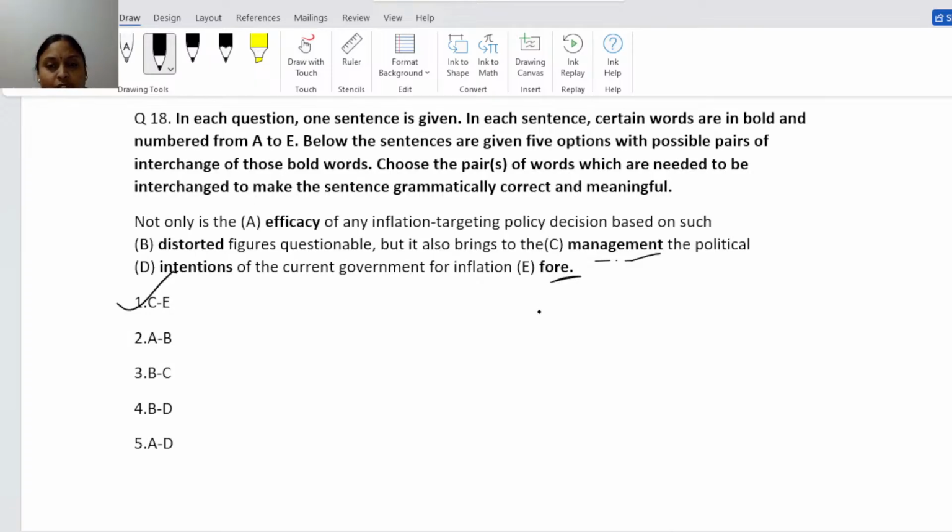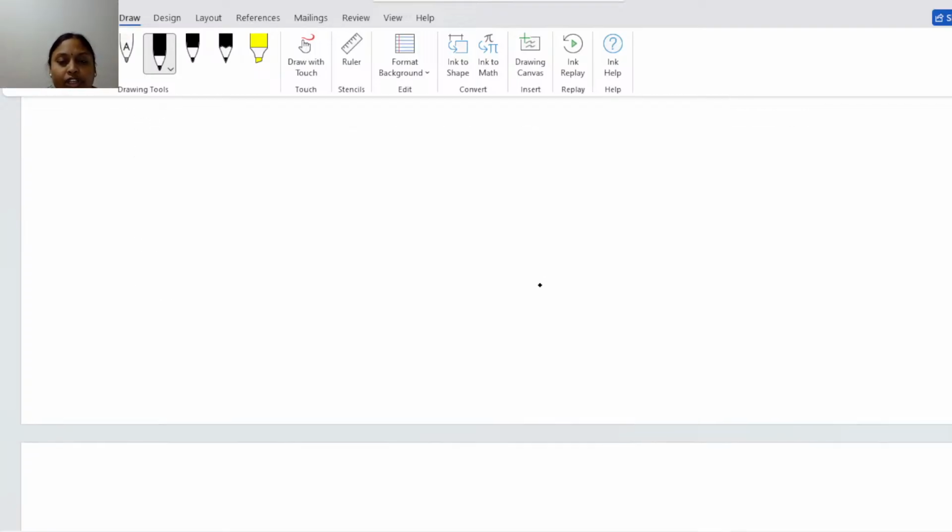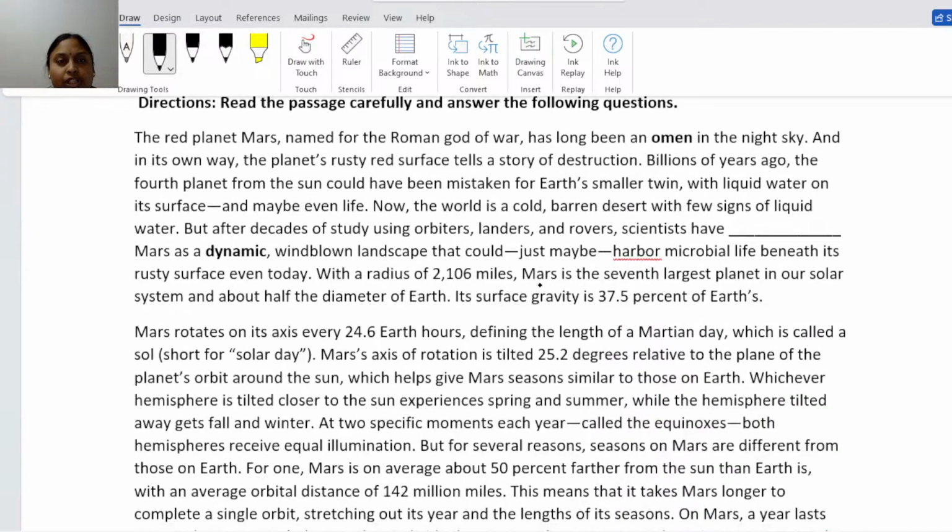Force the political. So here, if we pressurize them, automatically the government will implement whatever is needed from the management. So that's why here E is supposed to be here, 4 will come. So here, it also brings to the 4 the political intentions of the current government for inflation management. Whatever they are neglecting, those are going to be concentrated. That is the point. So now we will go for the next question. Now we are supposed to check comprehension type questions.